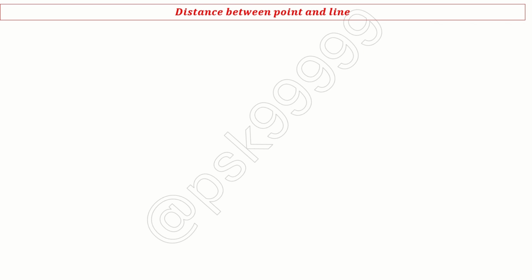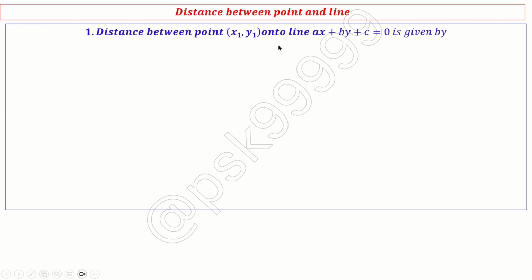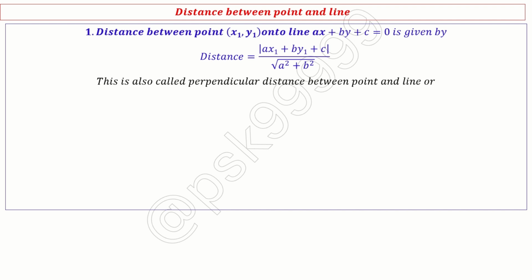Distance between point and line. If x1, y1 is the point, what is the distance between this point and the line? Distance between point and line is always the shortest, which is possible with 90 degrees. If you draw a perpendicular from the point to the line, then that is the shortest distance, correct? So distance is absolute ax1 plus by1 plus c divided by square root of a square plus b square. This is the distance of a point to the given line. It is also called perpendicular distance or shortest distance between point and line.